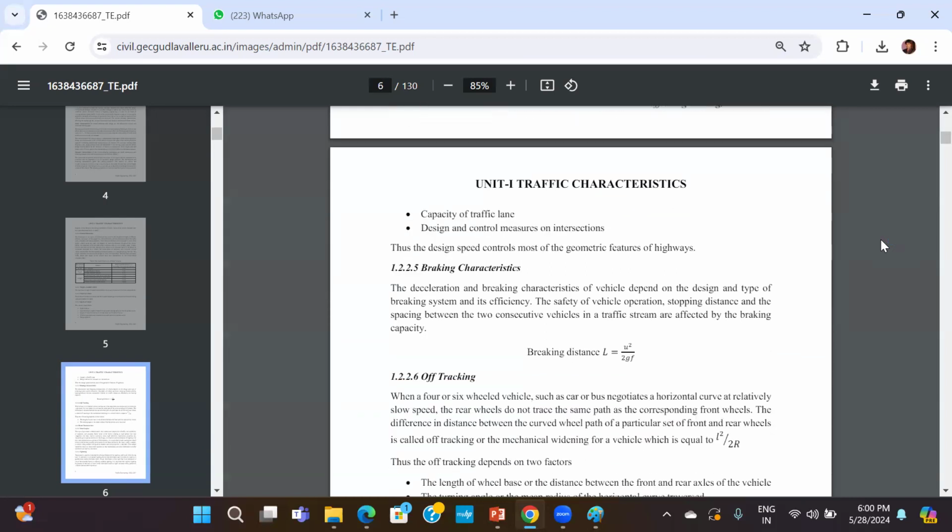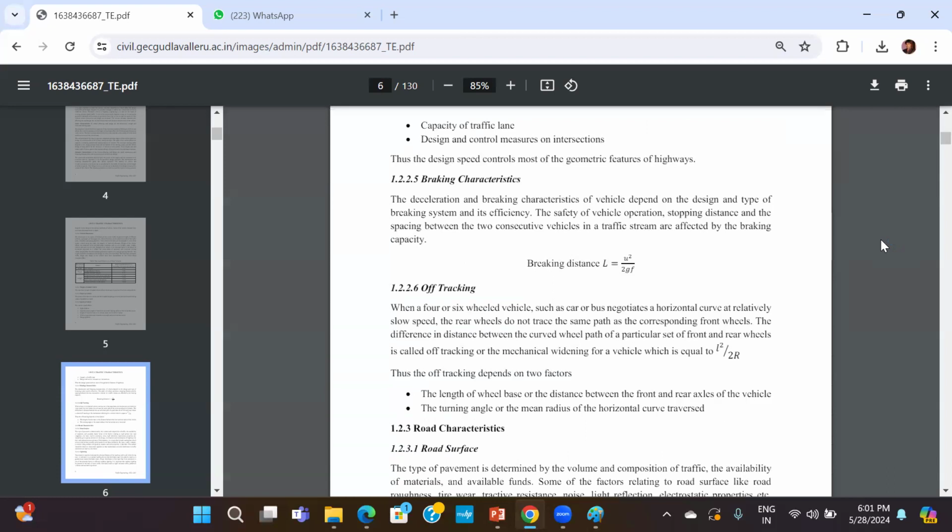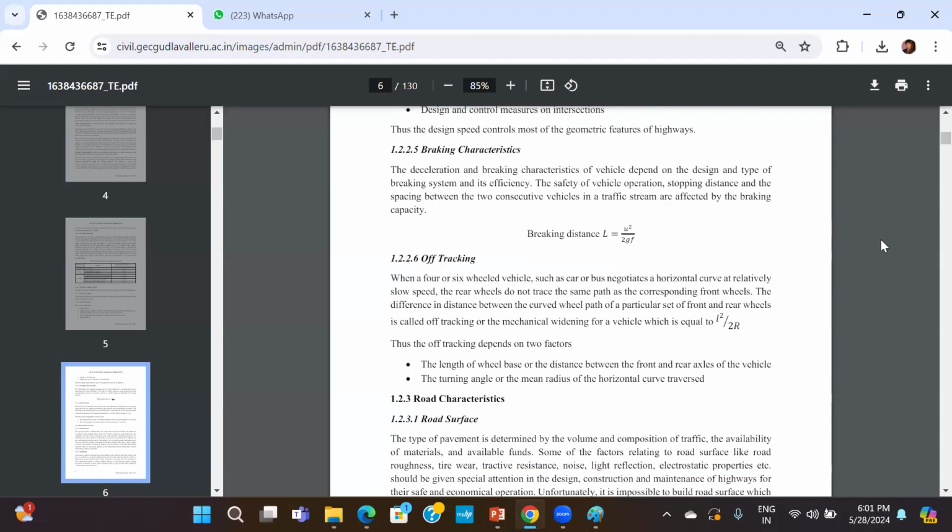And the braking characteristics, already we have seen sight distance. The sight distance is equal to the lag distance plus braking distance. So the braking distance is equal to v square by 2gf. So the deceleration and braking characteristics of a vehicle depend on the type of braking system and its efficiency. And the next one is off tracking, which was in horizontal curves, mechanical widening and off tracking. Off tracking mainly depends on the length of the wheelbase and the turning angle.